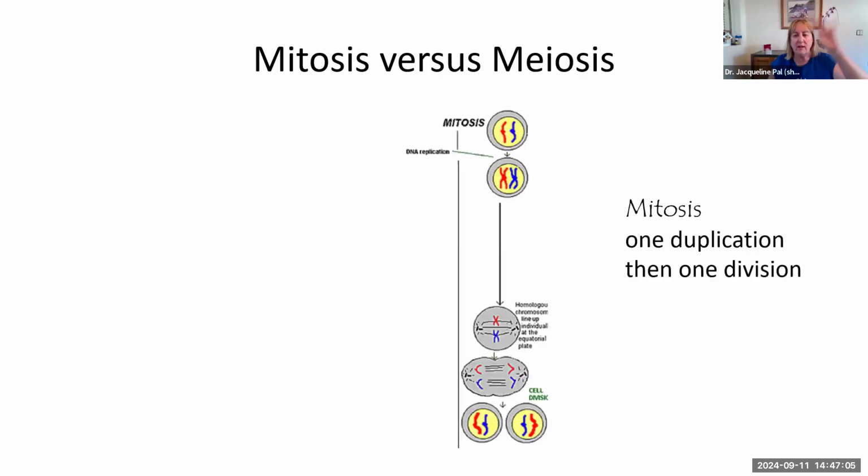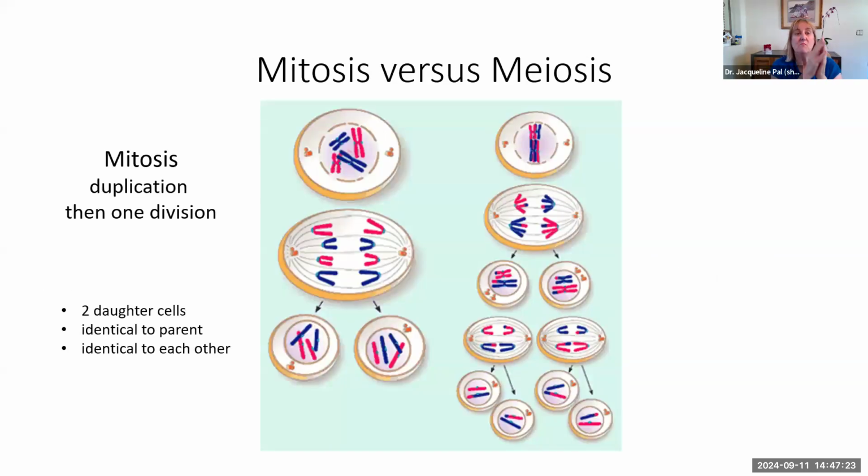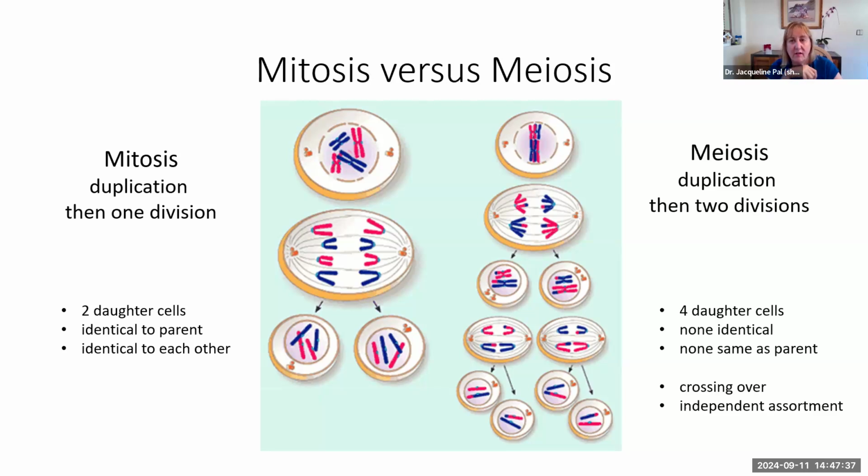So in mitosis, we started with one duplication in interphase, and then in mitosis, we did one division. Comparing that to meiosis, where we had one duplication in interphase, and then we had two divisions. Okay. In mitosis, at the end of the one division, we had two daughter cells. Each daughter cell was identical to the parent, and each daughter cell was identical to each other.